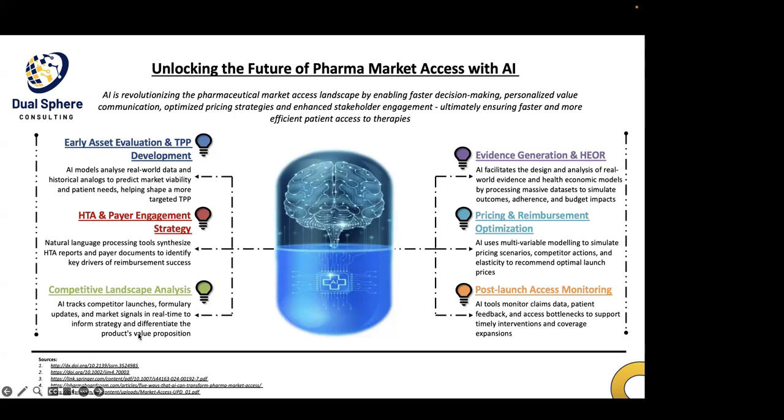Competitive landscape: AI tracks competitor launches, updates, market signals, evidence and HEOR generation. We have seen this. Pricing and reimbursement optimization: AI uses multivariable modeling to simulate price scenarios, competitor actions, and elasticity to recommend optimal launch prices. Also, it helps in post launch access monitoring.